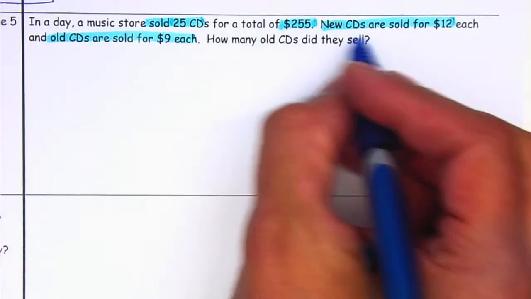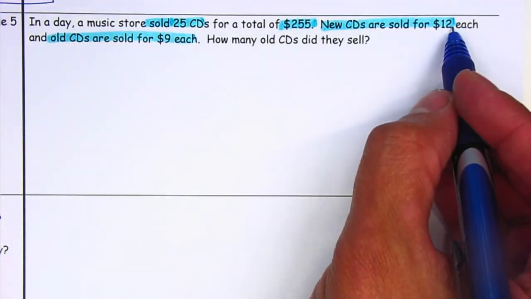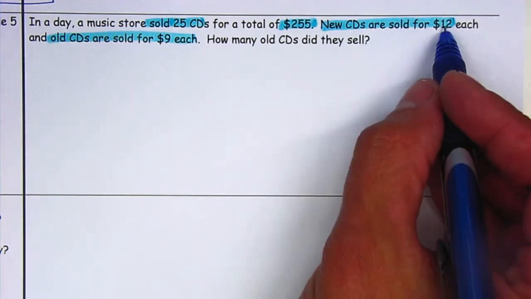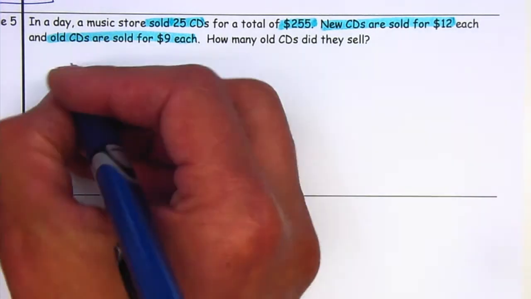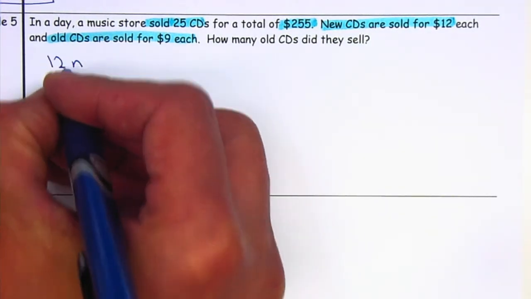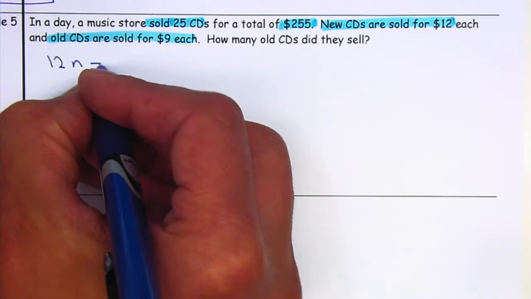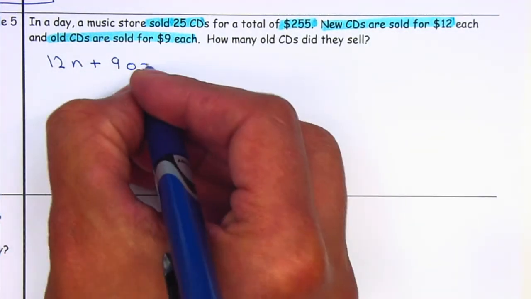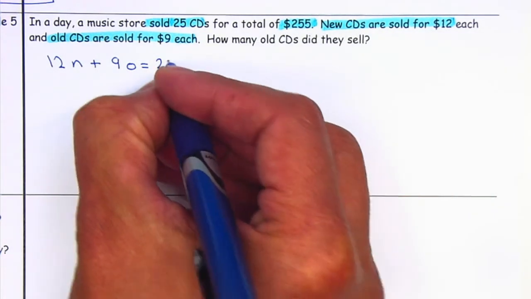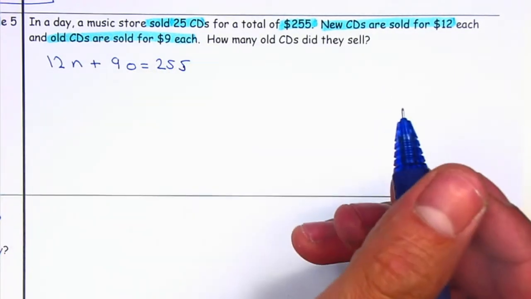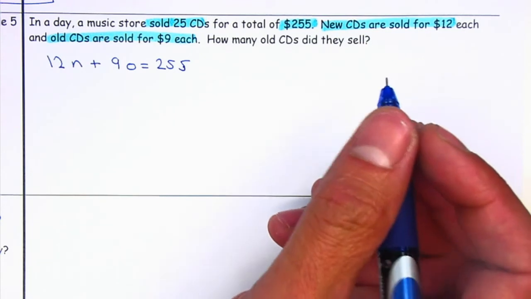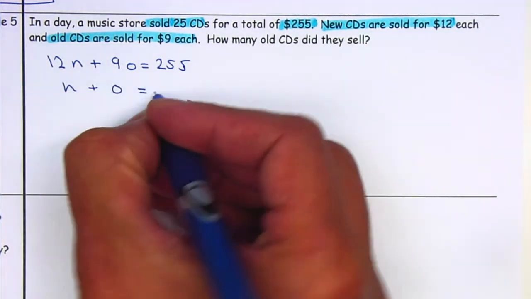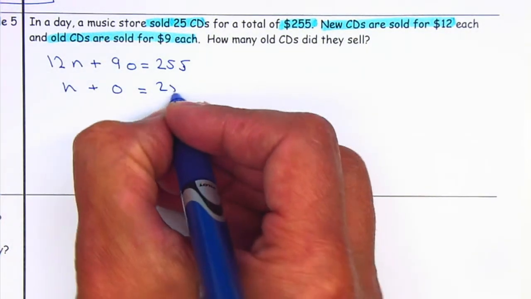So if they sold 10 CDs for $12, it'll be 10 times 12. We don't know how many new CDs, so it'll be n, 12n, it'll be $12 for every new CD, plus $9 for every old CD. And that's going to give you the total amount. On the bottom will be the number of new CDs plus the number of old CDs is equal to, how many CDs did they sell? 25.